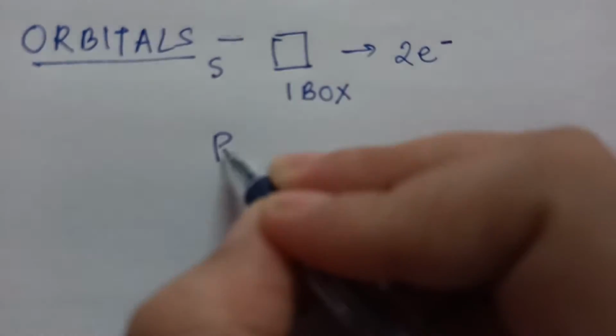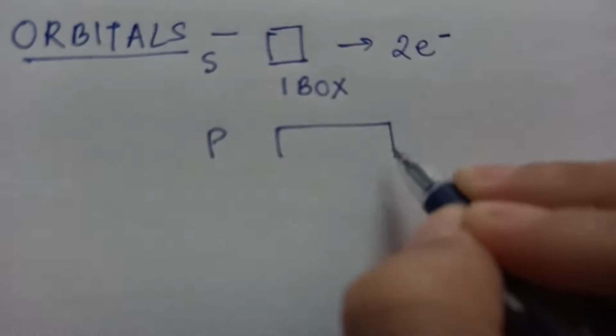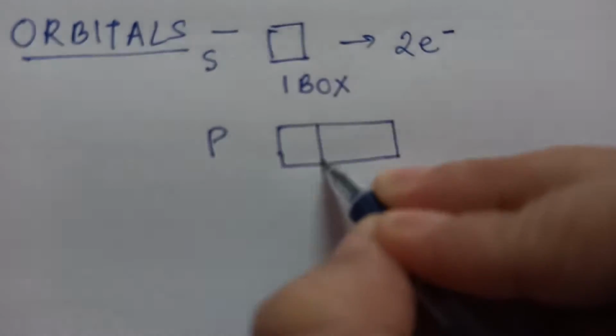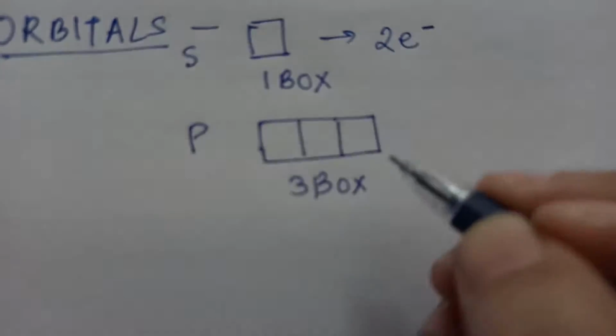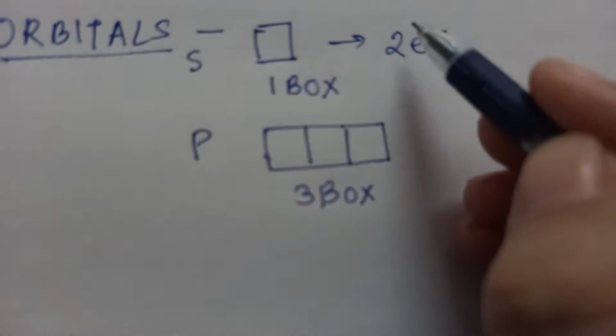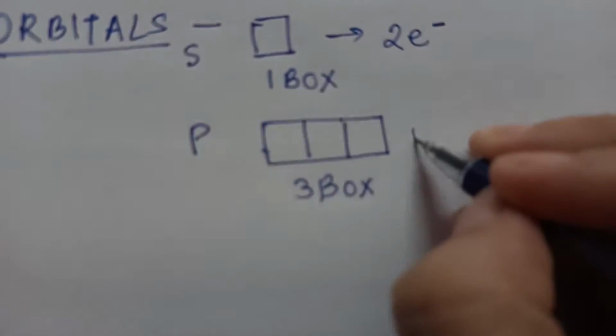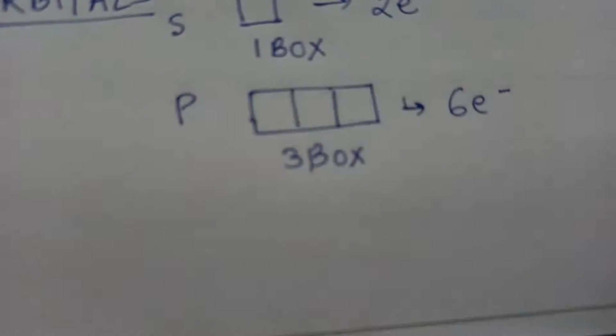Then comes p orbital. It has 3 square boxes. You know one box can hold 2 electrons, so 3 can hold a total of 6 electrons.